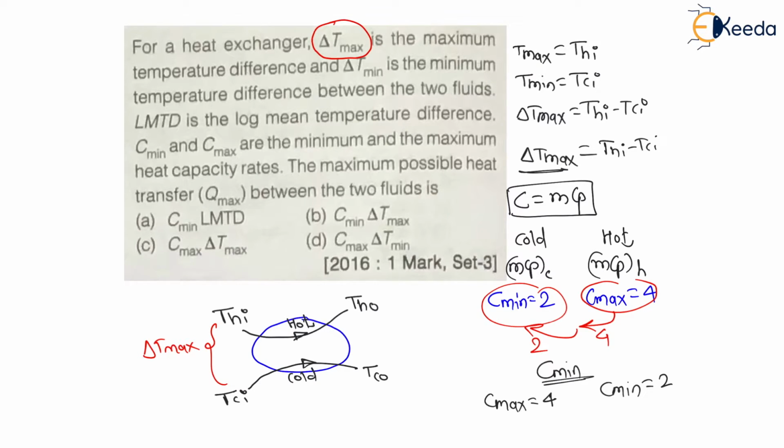Right. Now I have considered the reverse case. Now the hot fluid is willing to lose 2 units. Means the hot fluid is losing 2 units. Right. Now he is losing 2 units. Now cold fluid can accept 4 units. What is the case? Now hot fluid is losing lesser units, but the cold fluid can accept more units.